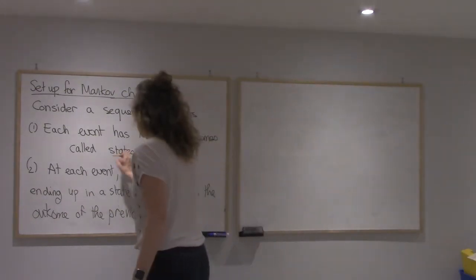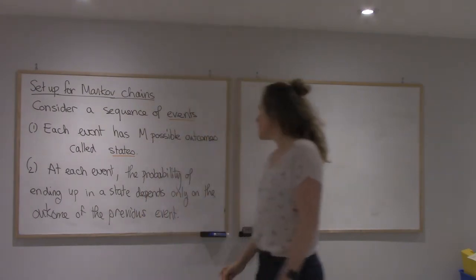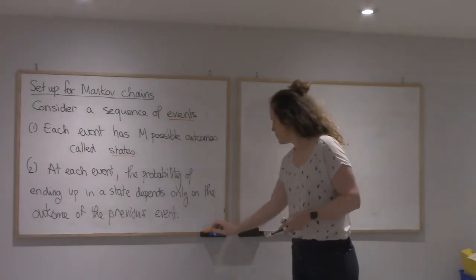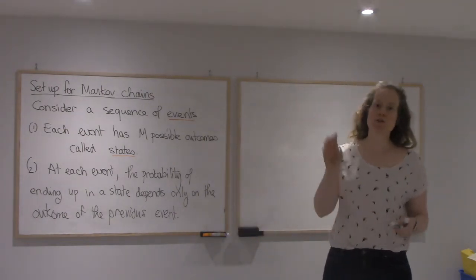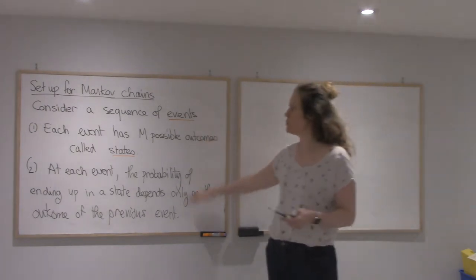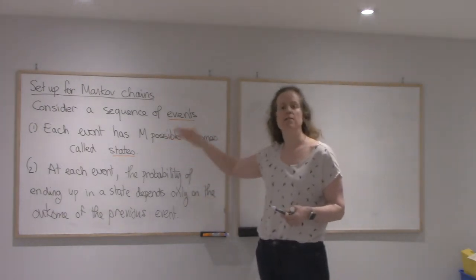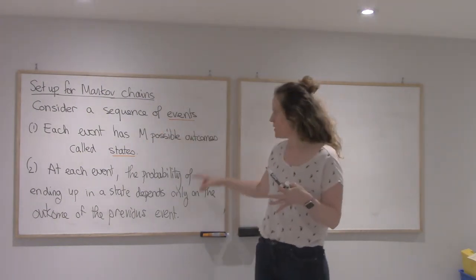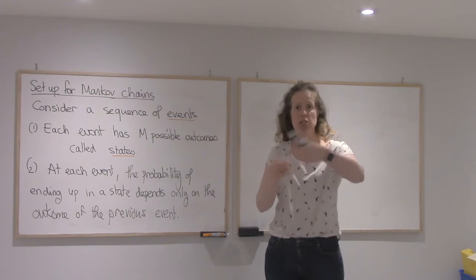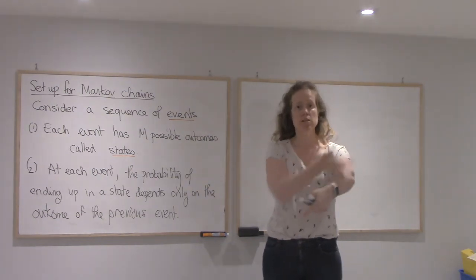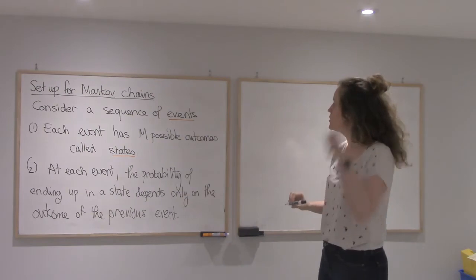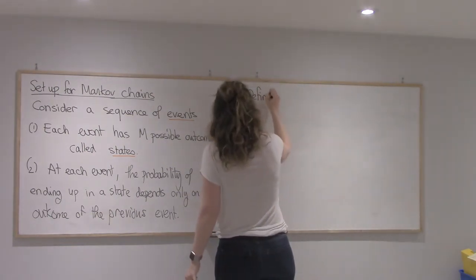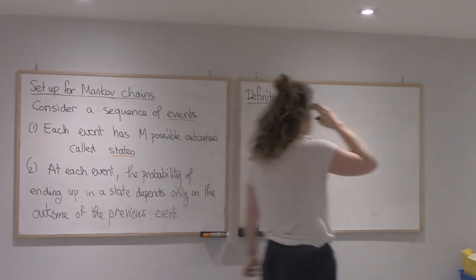Alright, so we have states, we have events, and this is a restriction on the type of problems that you can look at. So once you have a Markov chain, once you have these three things, a series of events, a fixed set of outcomes that are the same for each of the events, and a probability of ending up in each outcome that depends only on the previous state, nothing before matters. Then we'll be able to define a transition matrix.